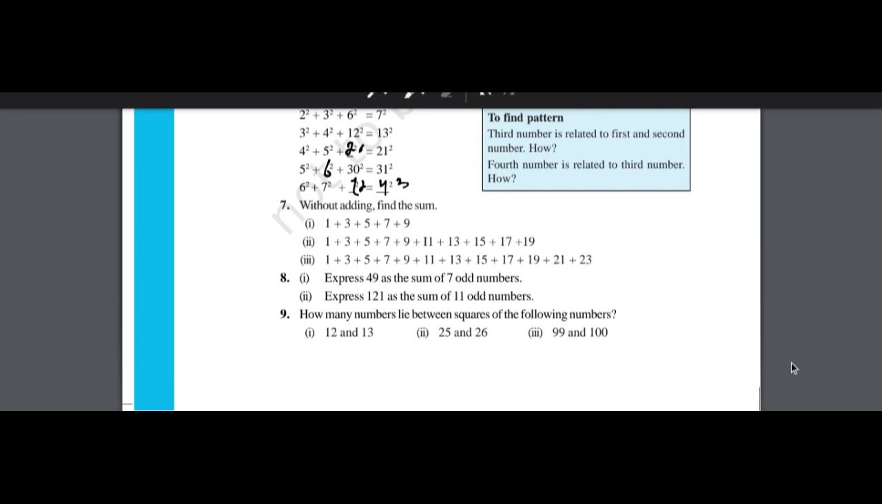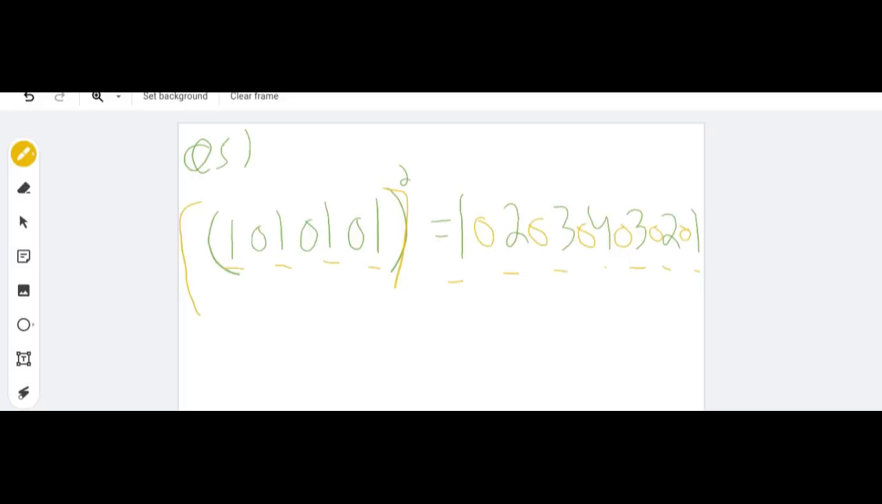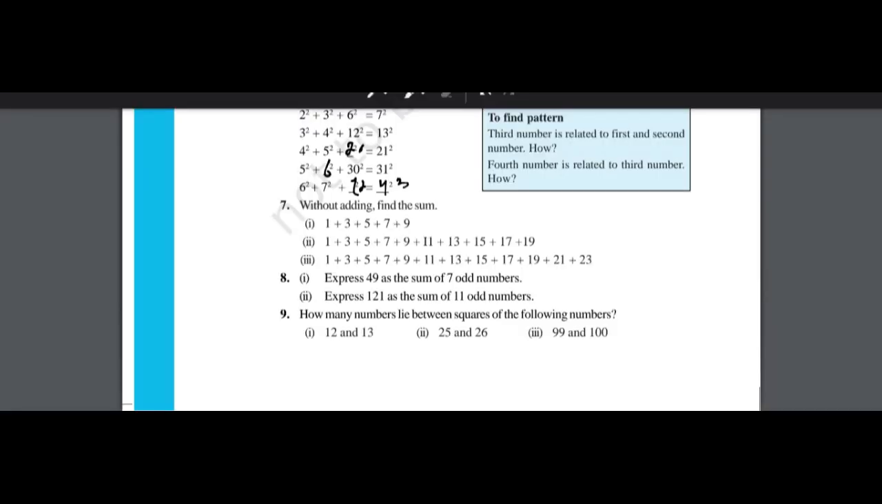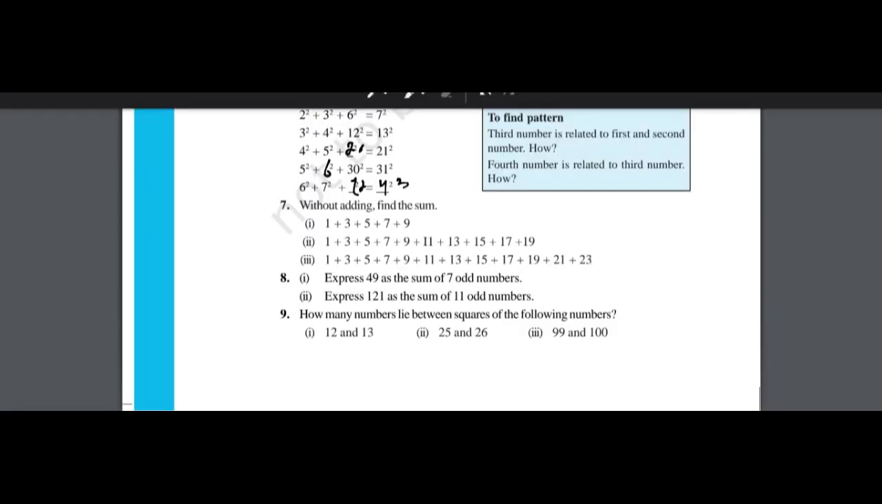How many numbers are there? 1, 2, 3, 4, 5. So this is a simple thing you can do. This is 25. How did you get the 25? They ask, you don't have to add them, without adding. Yeah, I multiplied 5 by 5. Very good.